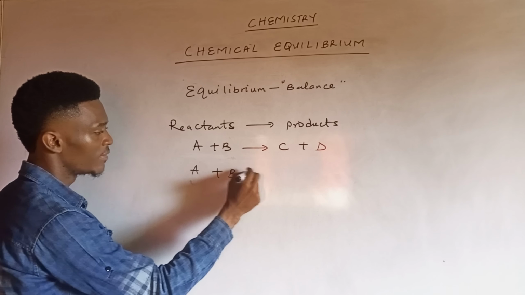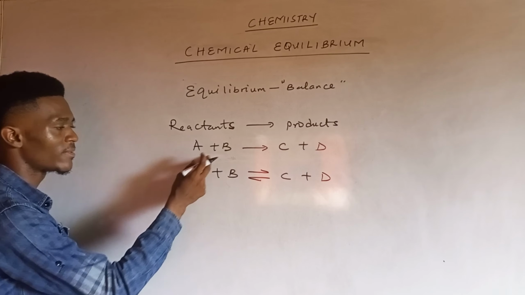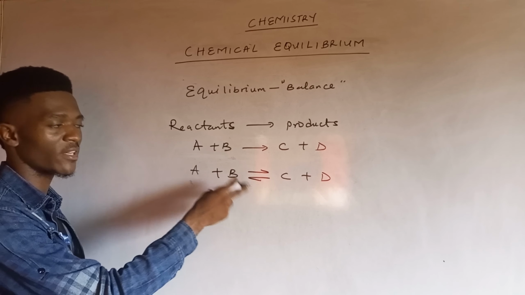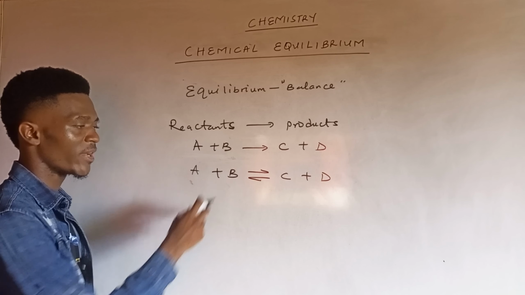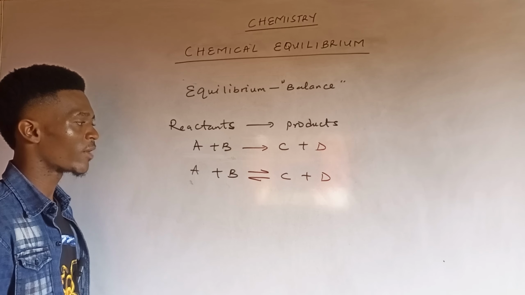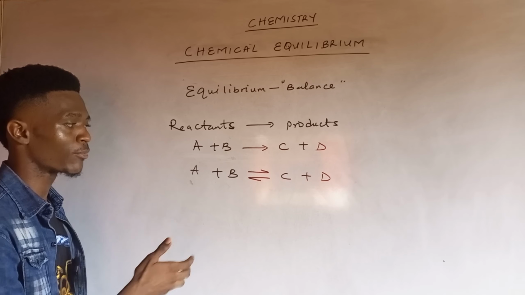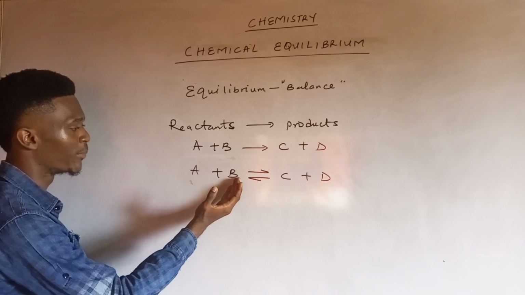But take a good look at this one: A plus B to give C plus D, with a reversible arrow. These two reactions are totally different. This reaction is a reversible reaction, while the other one is irreversible. A reversible reaction implies that you are going to have both forward and backward directions, meaning the reaction is proceeding in two directions.